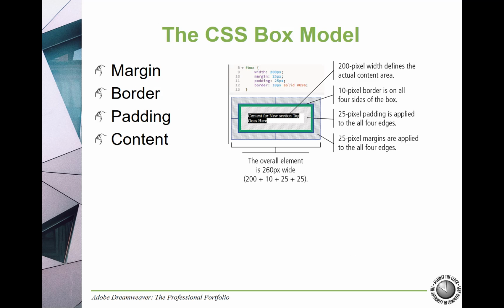Here we have the box model. The box model has been around for a very long time. Remember, it consists of the margin, the border, and the padding. So if you have 200 pixels, the border, the padding, and the margins are also included, as well as the content.